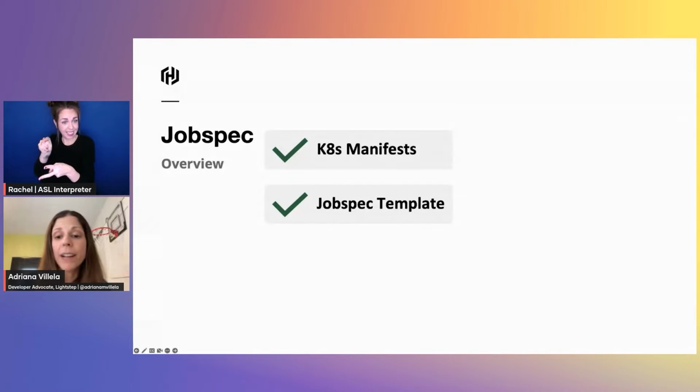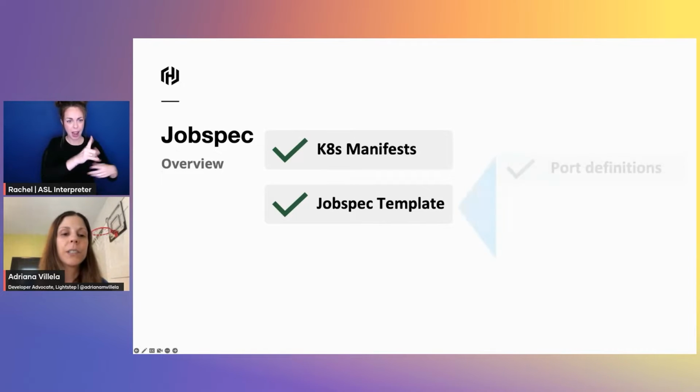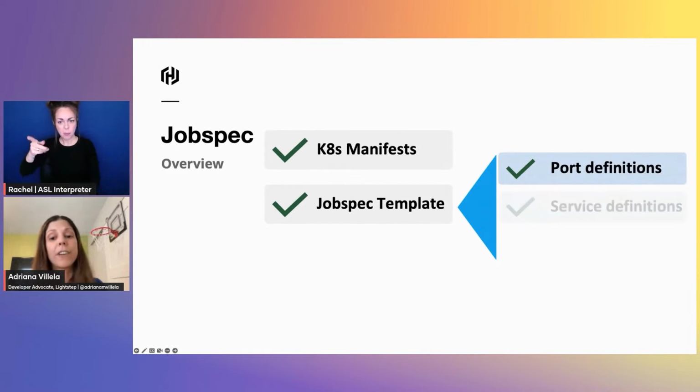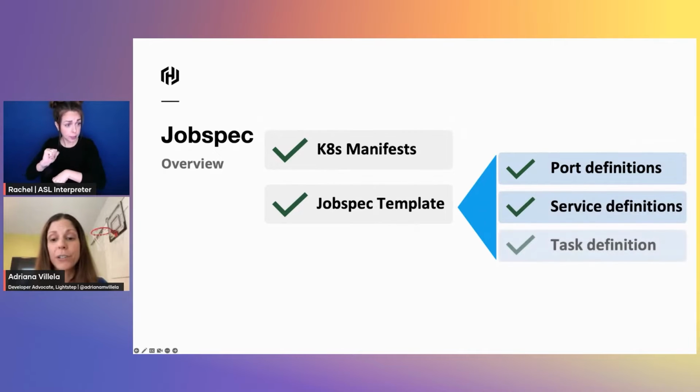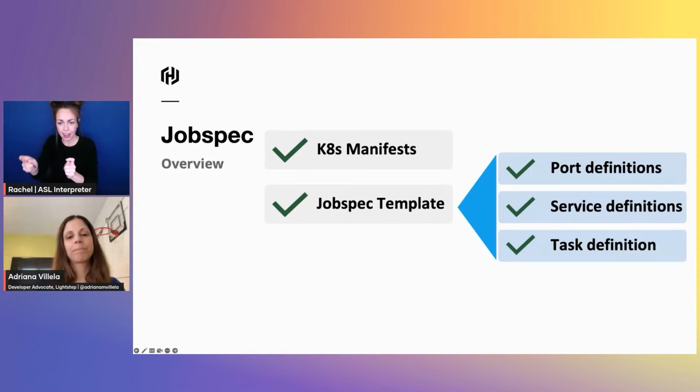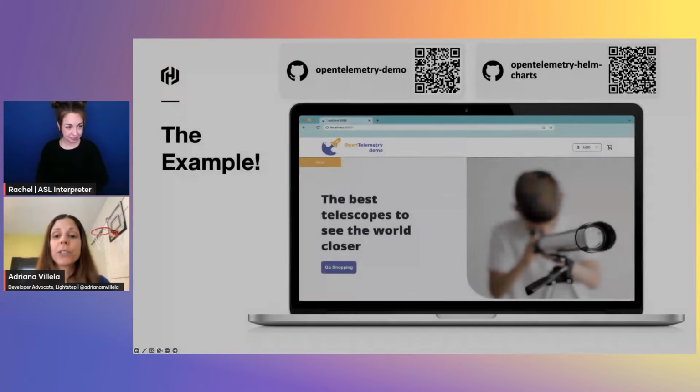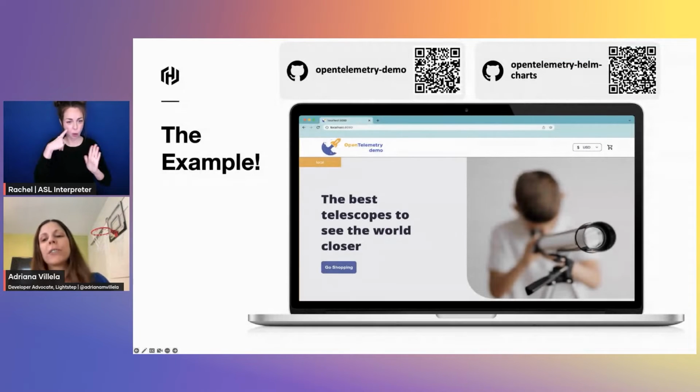And within that job spec, you'll need to fill in some of the blanks from the Kubernetes manifest. And that includes defining ports, defining services, and defining your task. And that in itself includes configuring container images, defining your environment variables, restart rules, and resource allocation, all of which I will cover shortly. Now, as I mentioned earlier, I will be demonstrating all of this using an example from the OpenTelemetry Demo App.